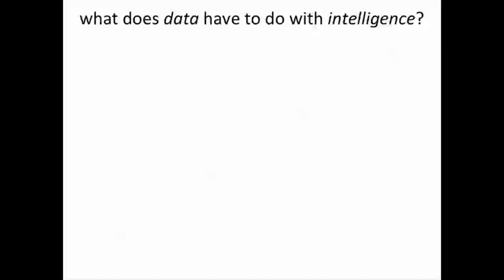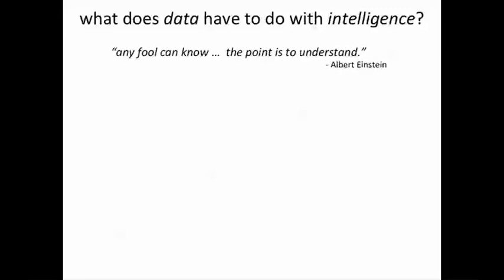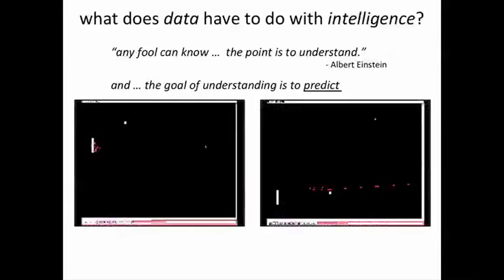We might well ask, what does all this data have to do with intelligence in any way? To paraphrase Einstein, who made this comment, data is about knowing things or knowing facts or data points. The point is to understand and then to predict. And that's what all knowledge and use of knowledge is all about. I'll illustrate this with a simple example.